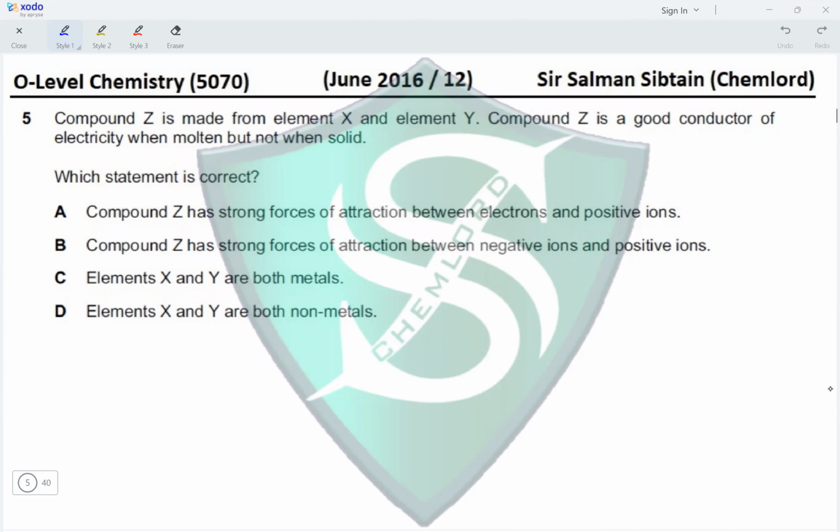It is not a metal, it is an ionic compound. Compound Z has strong force of attraction between negative ions and positive ions. Yes, that is how an ionic compound is described. Element X and Y are both metals. No, one of them is a non-metal. And elements X and Y are both not non-metals. No, one of them is a metal. Therefore, the correct option for this question is option B.